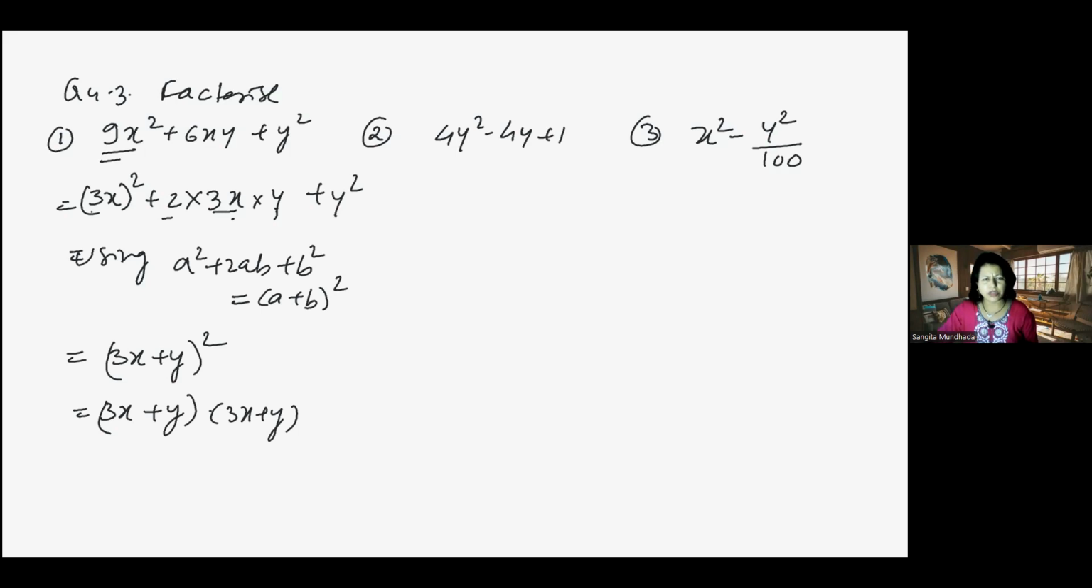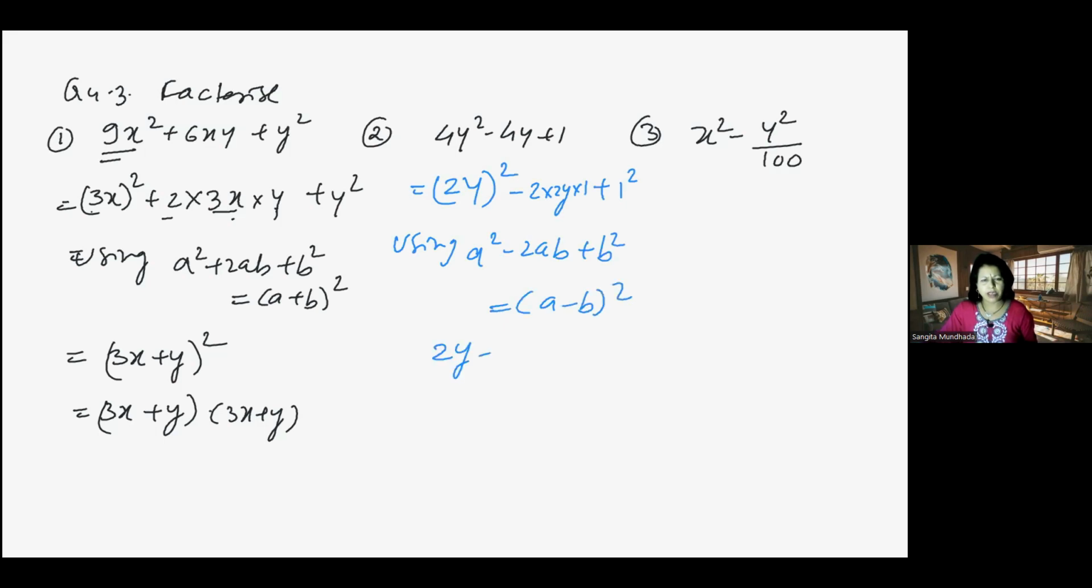Then question 2, in the same way, using the same identity, only with a minus b square. (2y) square plus 1 square minus 2 into 2y into 1, using the identity a square minus twice ab plus b square equal to (a - b) square. So it is equal to (2y - 1) square, which is (2y - 1) into (2y - 1).